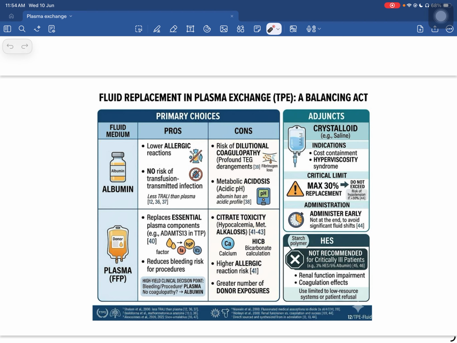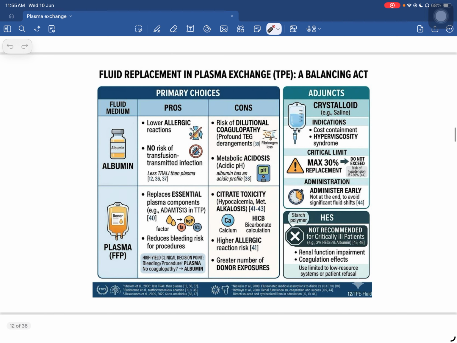And adjunctively, crystalloids can also be used. Basically, this is done when you need cost containment and there is hyperviscosity syndrome. But the caveat or the limit that has to be kept in mind is that the crystalloid should only form 30% of the replacement fluid and not more than that, because if you do, you are risking hypotension. And another thing is you have to administer it early in the process of plasma exchange, not at the end, to avoid significant fluid shifts. And starch is not recommended because it can cause renal impairment.